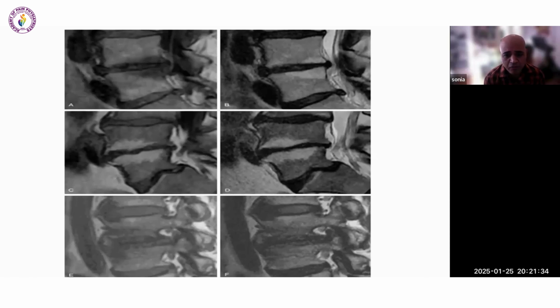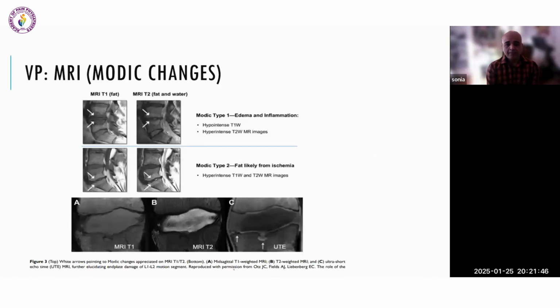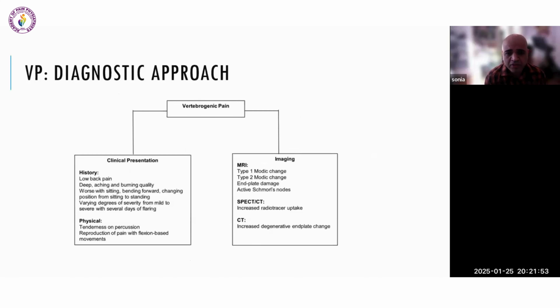Most commonly, of course, MRI of the lumbar spine. Usually non-contrast MRI is good enough in combination with the physical exam findings and, of course, the clinical presentation. So next slide, please. So yeah, these are the same Modic changes that we just discussed, type 1 and type 2 Modic changes. Next, diagnostic. You can go to the next slide.